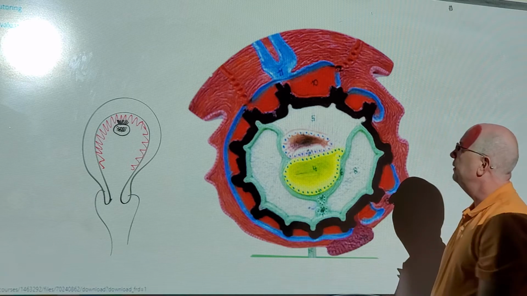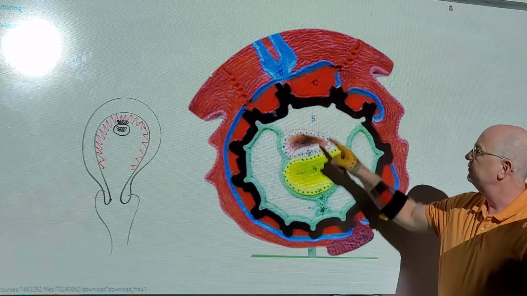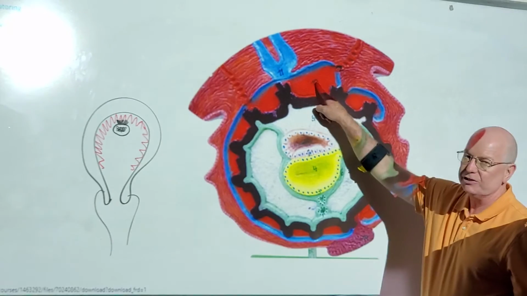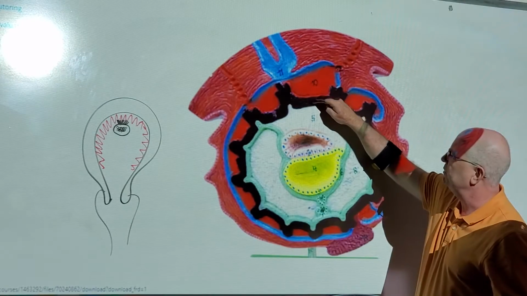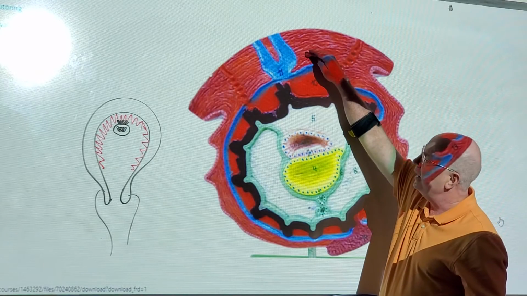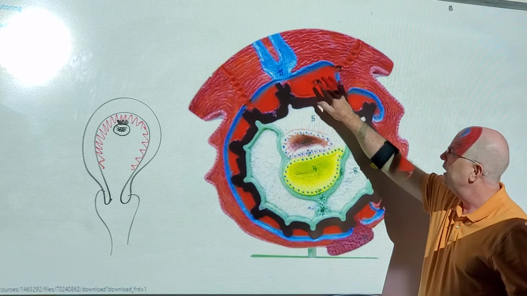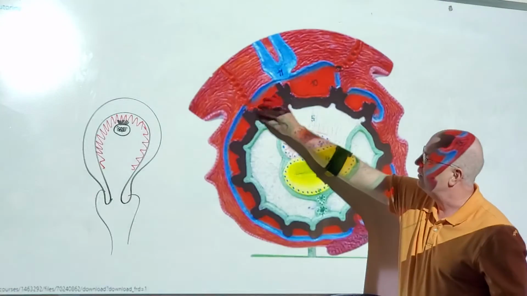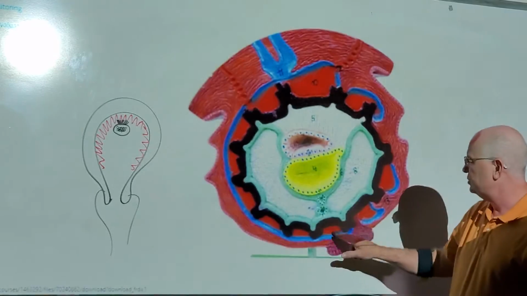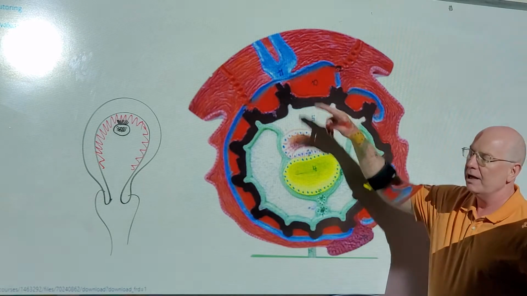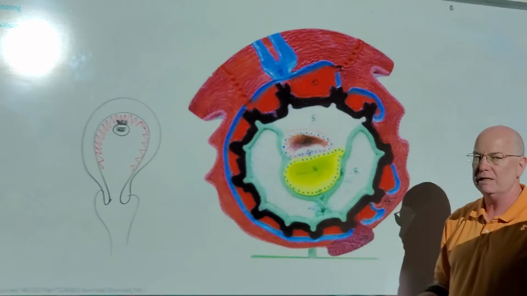Okay? Now, what happens at one point of development is there's a little bit of a sinus here, little gaps that develop between the chorion and the endometrium, and blood will leak into here, and so those empty spaces filled with blood are called maternal blood sinuses.